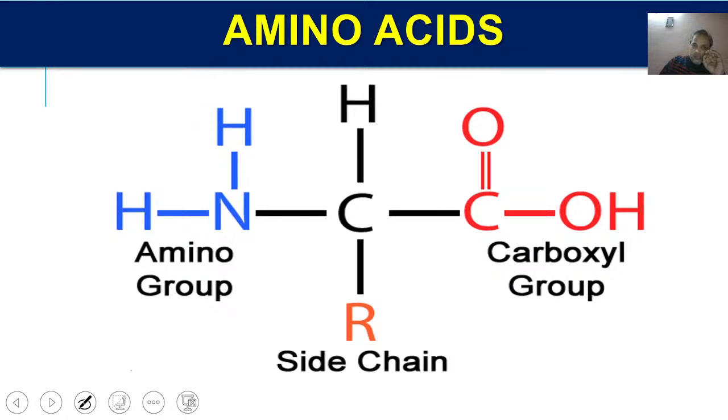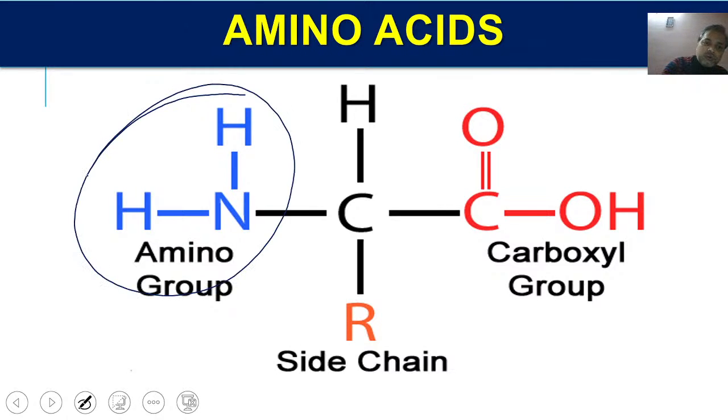Now I have told you this is the basic structure of amino acids, and amino acids are what give you proteins. This is present in every amino acid. This is the basic property of every amino acid. All the 20 amino acids have this amino group, which means any characteristic feature shown by this amino group will be present in all the 20 amino acids, because all of them have this group.